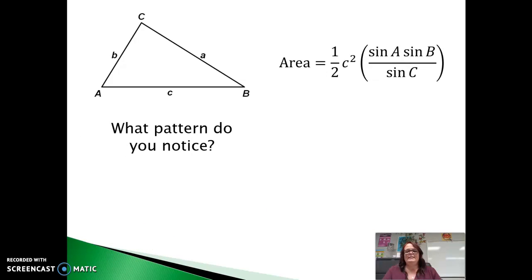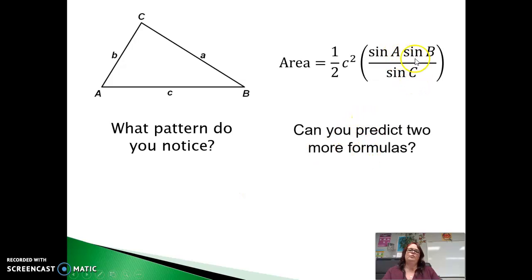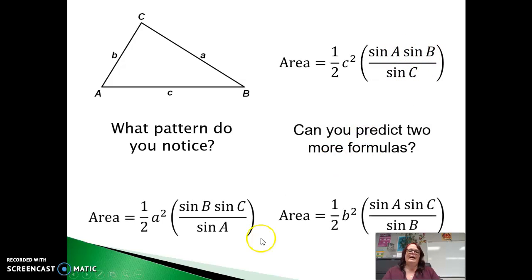So I think I just gave away the secret. So again, we have a pattern that says we can predict two more formulas. So again, if I move this around so that A is in the denominator, then that puts B and C in the top. And since A is in the denominator, a squared goes in front. And over here, if B is in the denominator, then A and C go in the top. And since B is in the denominator, b squared is what I need in the front. So notice every single time we have two sides to be multiplied, so it's either ac sine of B, or in this case, bb, and then times a bunch of angles here.